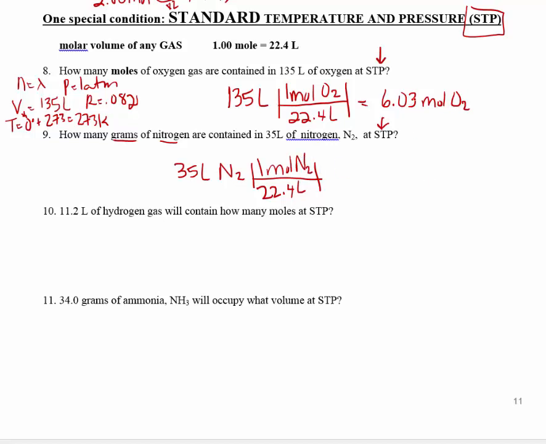Okay, last time I ended it here because it asked for moles. But now it asks for grams. So what do I know? Well, 1 mole of nitrogen, molar mass, it's N2, so the molar mass is 28 grams. So you're going to take 35 liters divided by 22.4 times your 28, so you would have 44 grams of nitrogen.